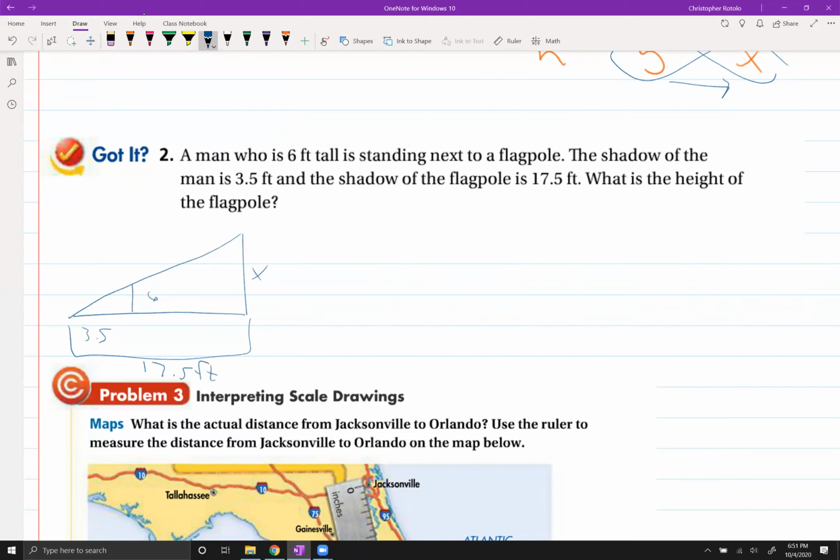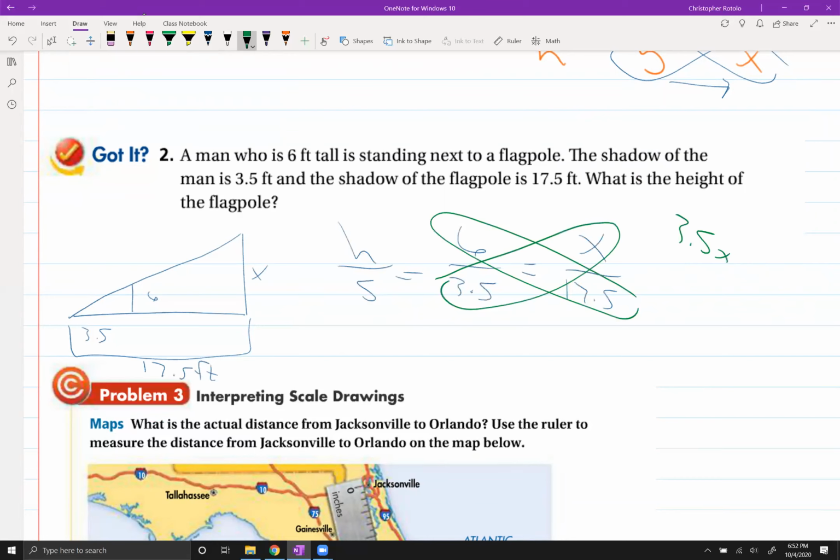All right, so let's get this thing set up. Either way we want to deal with it, we want to go with height over shadow. The height is 6 feet, and the shadow is 3.5. The height is the unknown, and the shadow is 17.5. So we're going to cross multiply. We get 3.5x. We need 17.5 times 6. That's going to come out to 105 divided by 3.5. My decimal is getting a little messy there. That means the flagpole is 30 feet tall.